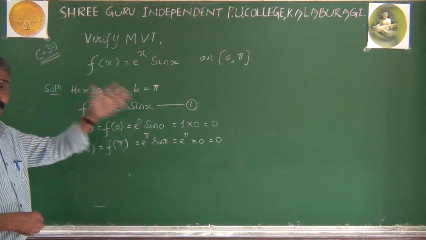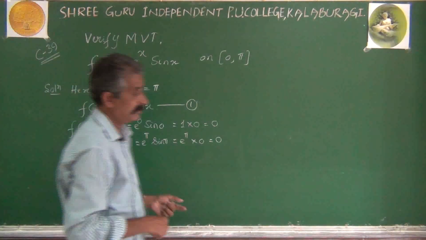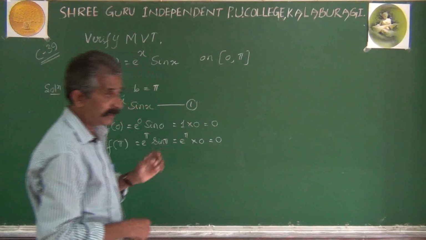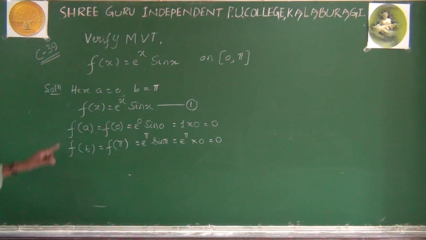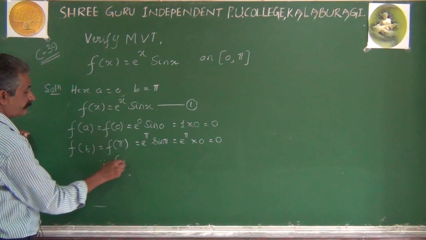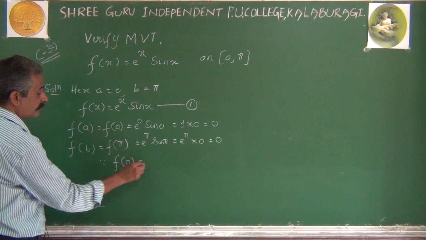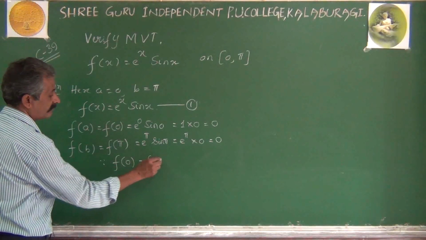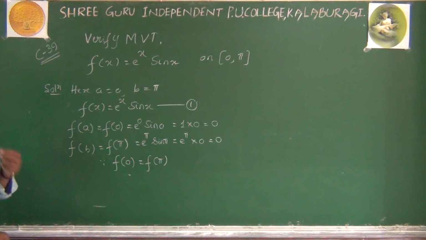Means we need to use Rolle's theorem rather than Lagrange's theorem. Lagrange's theorem is to be taken only when f of a is not equal to f of b. Since f of 0 equals f of pi, one of the conditions of Rolle's theorem is satisfied.